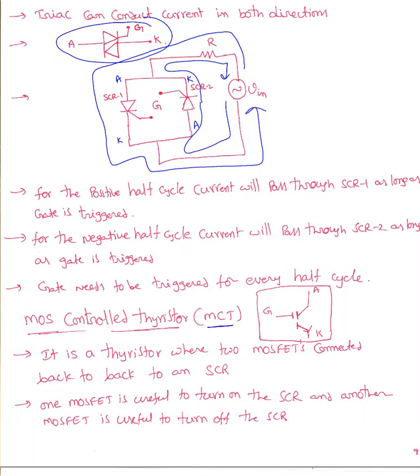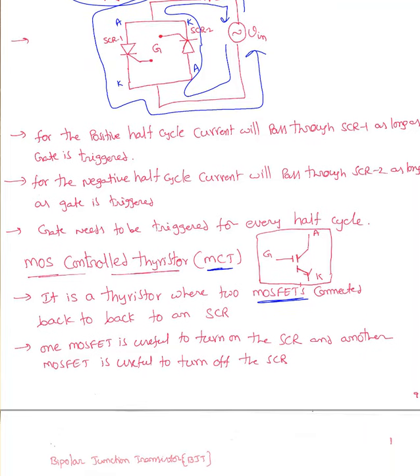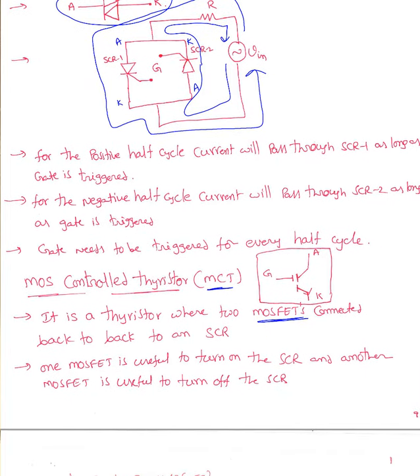The next one is MOS controlled thyristor. We call it MCT. MOS is nothing but metal oxide semiconductor. MOS controlled thyristor is a thyristor where two MOSFETs are connected to an SCR. MOSFET is a kind of transistor, metal oxide semiconductor field effect transistor. One MOSFET is useful to turn on the SCR and another MOSFET is useful to turn off the SCR. So this is another thyristor type, the MOS controlled thyristor.